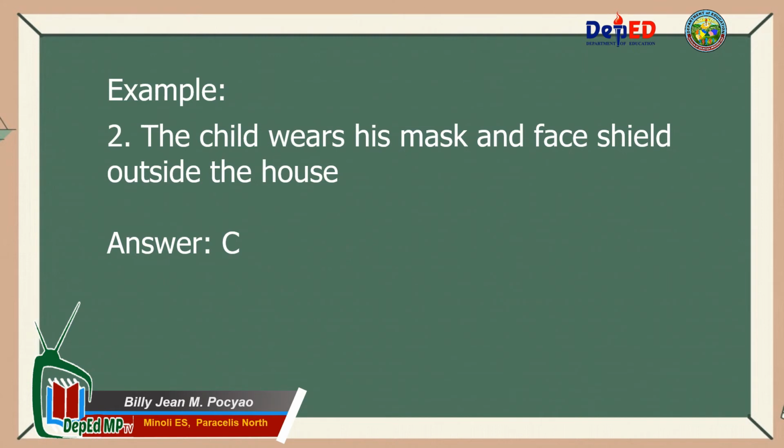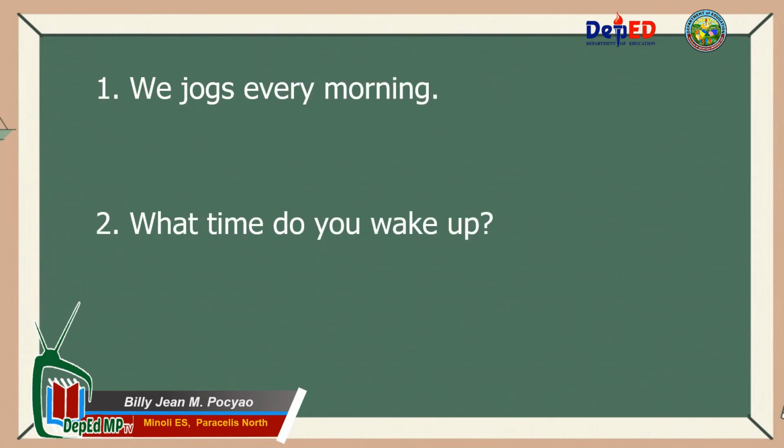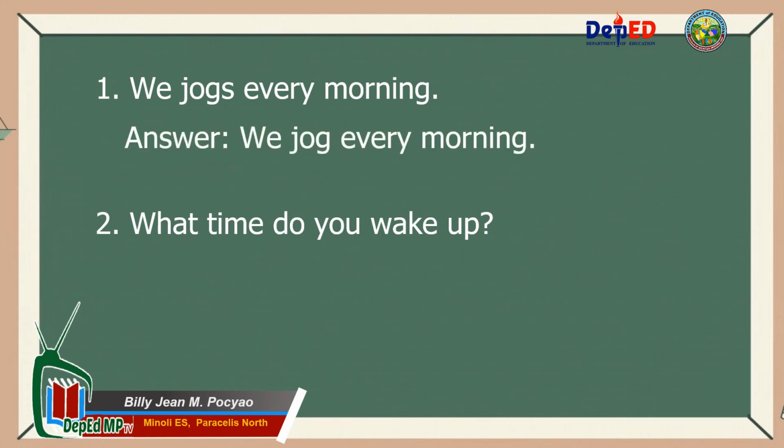Number 2 example. The child wears his mask and face shield outside the house. The correct answer is C. Why? Because child is singular and it follows an action word which is wear with S, so it should be wears. Are you ready? Let's have number 1. We jogs every morning. The correct answer is we jog every morning.